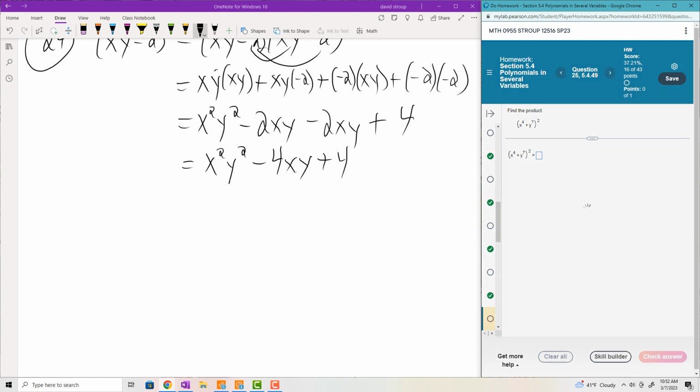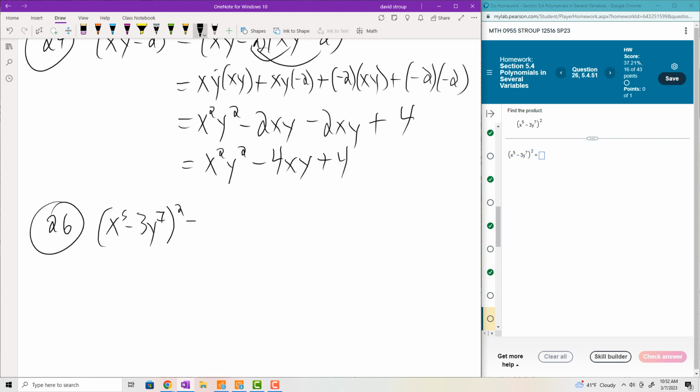Same spiel there, same spiel here. I guess we'll try 26: x to the 5th minus 3y to the 7th, squared. Again, you have to FOIL. x to the 5th minus 3y to the 7th times x to the 5th minus 3y to the 7th. So you have x to the 5th times x to the 5th. You add the exponents, right? So it'll be x to the 10th.